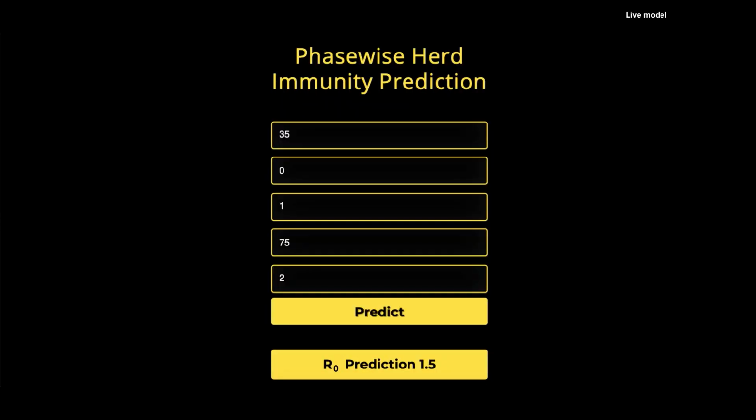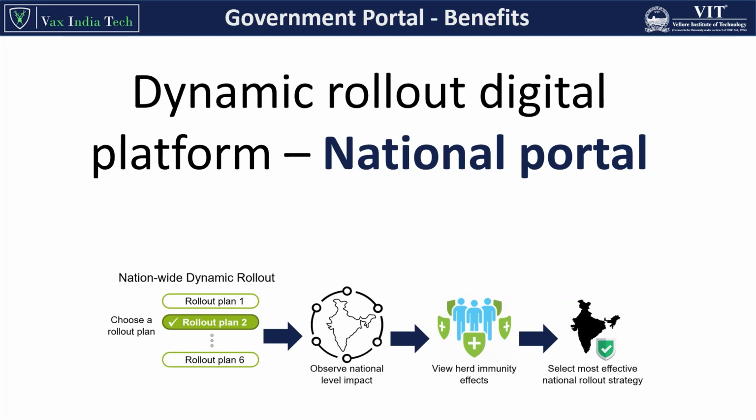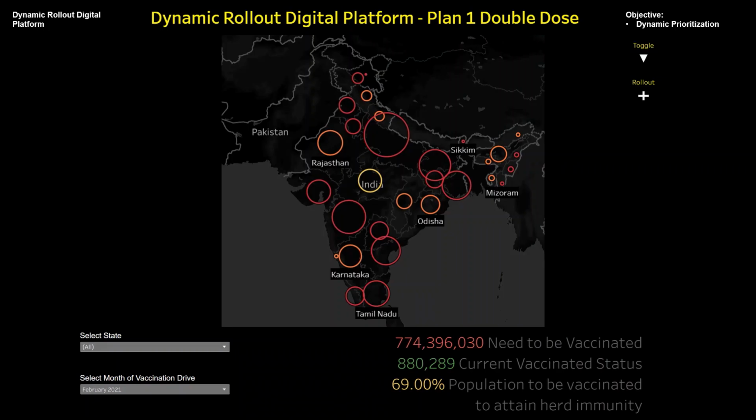Next, I'm going to show you the national portal for rollout analysis. This is the landing page. For our demonstration, we had integrated 6 rollout plans with double dose and single dose. The government can use this digital platform to observe the effects of different rollout plans.